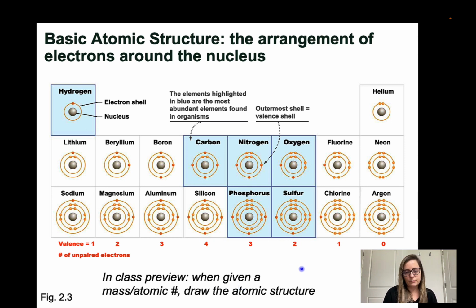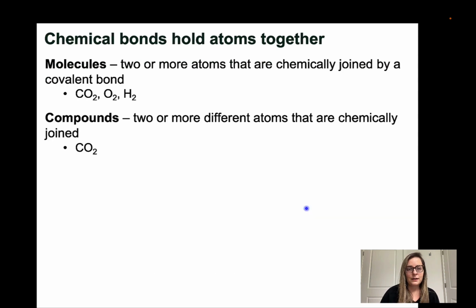In class, we're going to work through these. So when given a mass or an atomic number, you should be able to draw that atomic structure. We'll get more practice. And I'm specifically going to focus on these really prevalent elements that are shown in blue: hydrogen, carbon, nitrogen, oxygen, phosphorus, and sulfur. Okay, so those are individual atoms.